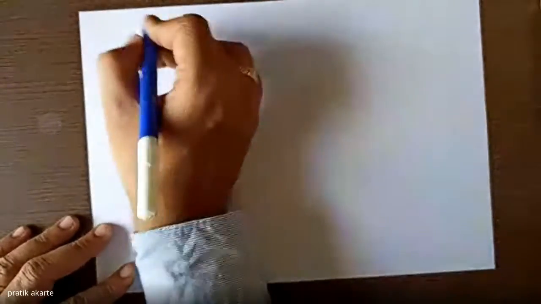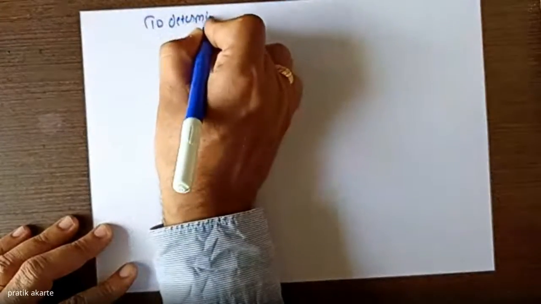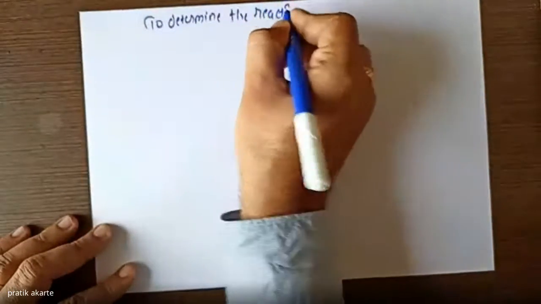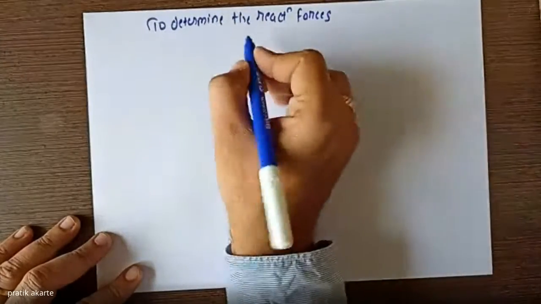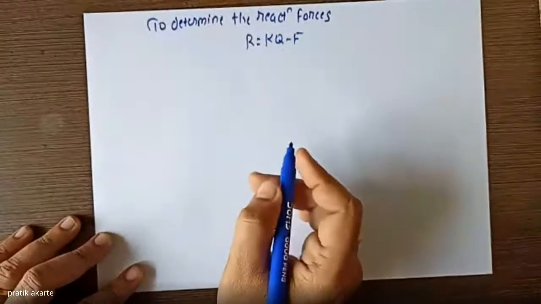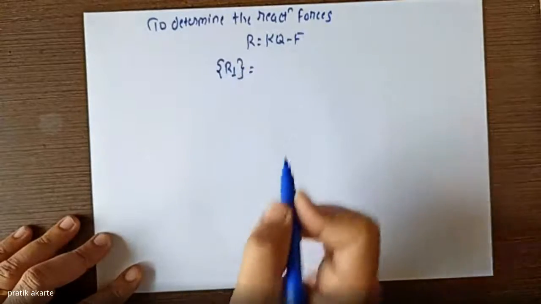Okay. Now the next task is to find out the reaction forces. I request you to find out the reaction forces. I'll give you the equation and it's your task to find the reaction forces. Now to determine the reaction forces, we are having the equation R is equal to KQ minus F. We can say that at the fixed support we will get the reaction.